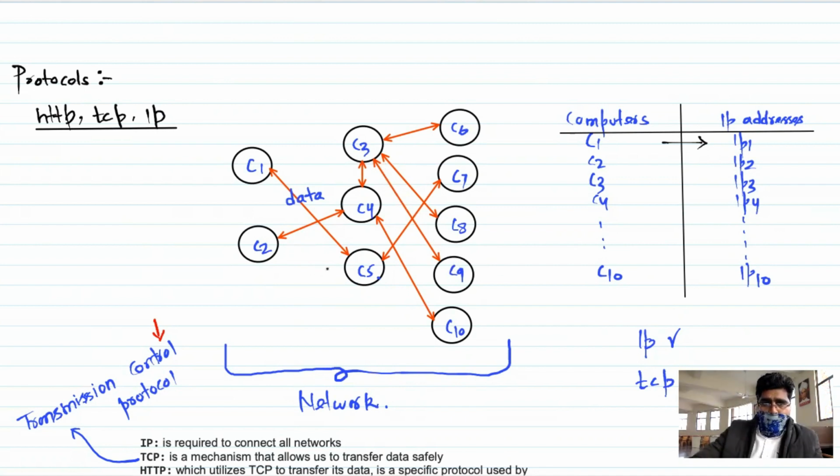So if C2 knows the IP address or the domain name of C9, it can connect with C9. Because in this network, the domain name of C9 or the IP address of C9 would be unique. So we can connect through all these machines and servers. That is why it is called a network.